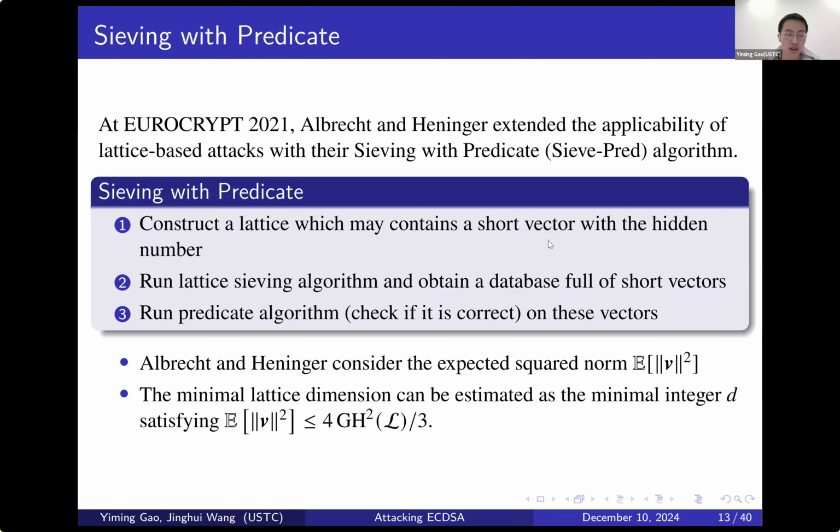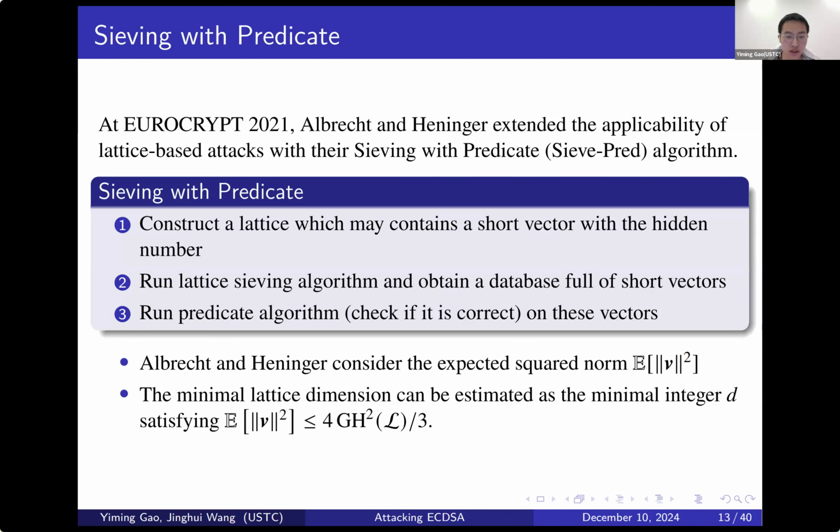At Asiacrypt 2021, Albrecht and Heninger extended the ability of lattice-based attacks with their sieving with predicate algorithm. There are 3 main steps. First, construct a lattice which may contain a short vector related to the hidden number problem. Then run lattice sieving and obtain a database full of short vectors. Finally, run the predicate algorithm to check if the current candidate is correct on these vectors.